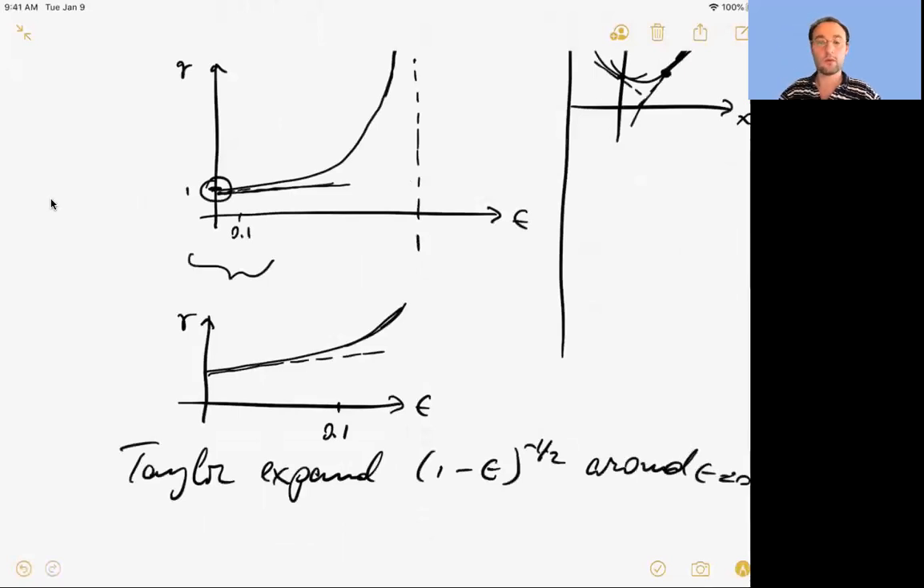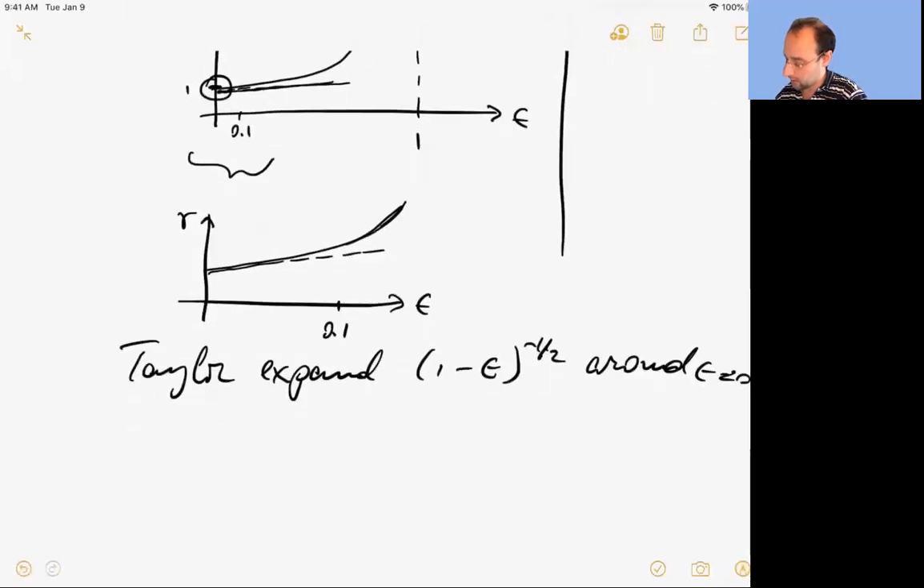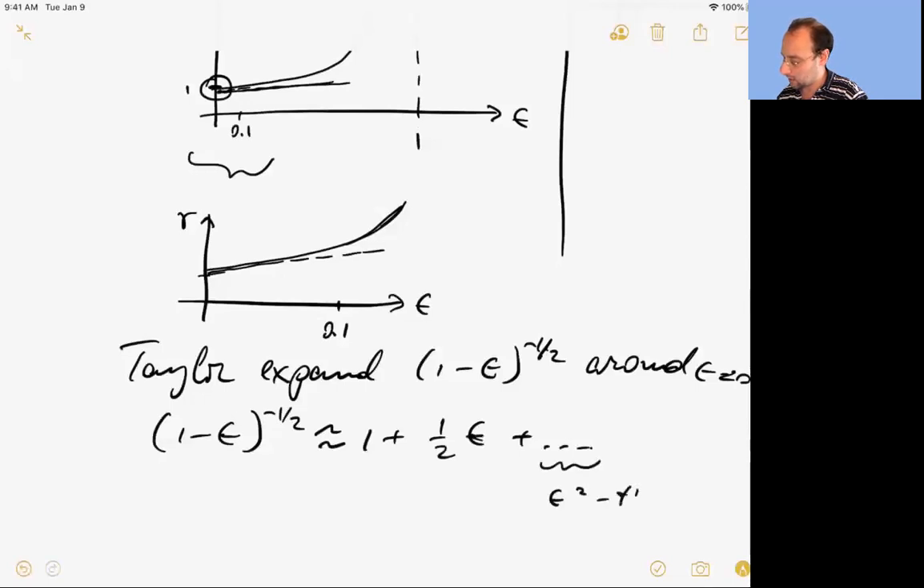I'm just going to give you what that Taylor expansion is. 1 minus epsilon to the minus 1/2 is approximately, well, first of all, it's approximately 1. If you just have to guess, you just say 1. It's close to 1 when epsilon is very small. Plus, there is a correction due to the fact that there's a non-zero slope. It's not exactly 1. So if you step a little bit, at epsilon 0.001, it will be slightly different than 1. And if you want to be even more accurate, you would include quadratic terms, and so on.